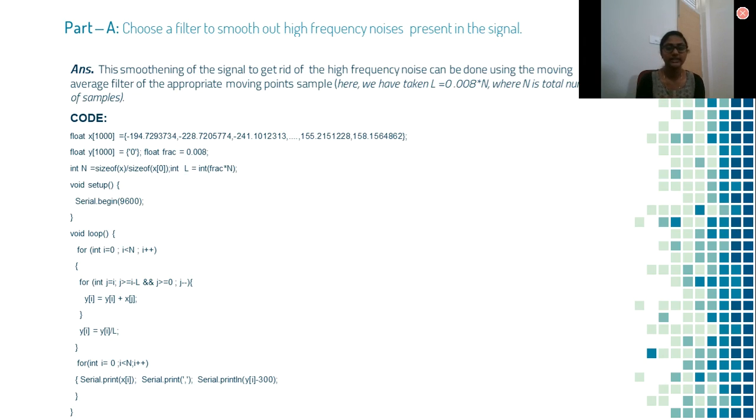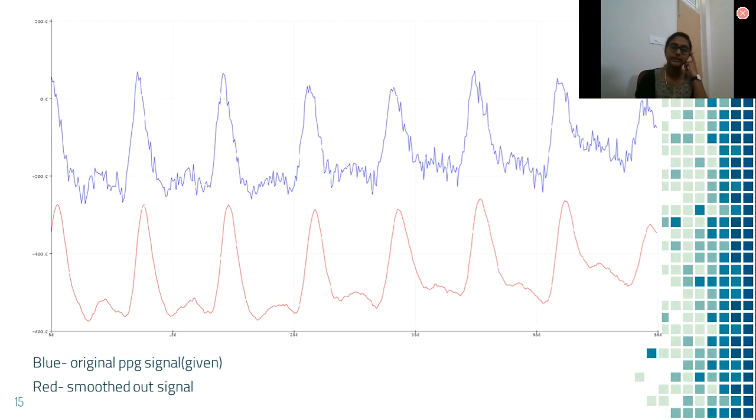And void loop will run forever. Initially we take L samples at a time, do the summation, and then do the averaging part. We print first the signal and then the moving average filter output. We use this 300, as you can see in Serial.print of y of i minus 300, to differentiate the two graphs. This will be the graph. The blue one is the original PPG signal that is given, and the red one is the smoothed out signal.